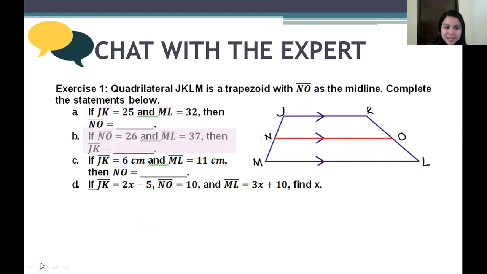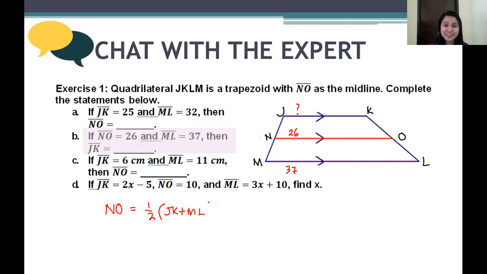Next, let's go to letter B. NO measures 26. ML measures 37. What's the measure of JK? Ready? Let's check. Tatiana says 15. AP says 33. Let us see. Still the same, right? Midline theorem. NO is equal to 1/2 of JK plus ML.